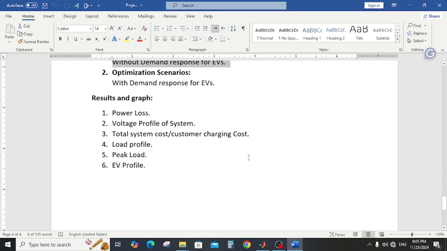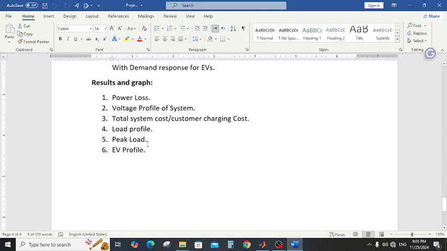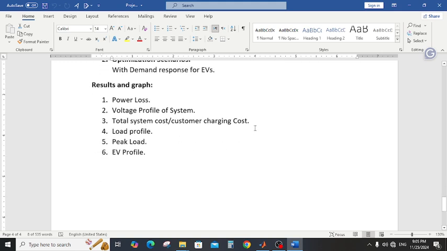The last thing is the results and the graphs. What are the results and graphs expected from our code? The power loss, the voltage profile of the system, total system cost and the customer charging cost, load profile, and peak load EV profile. This is all the results and graphs.